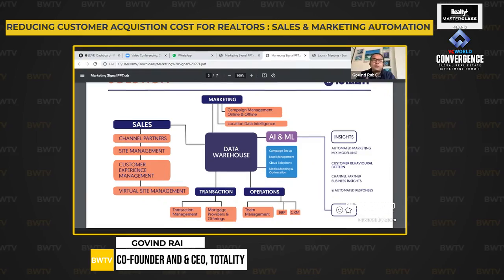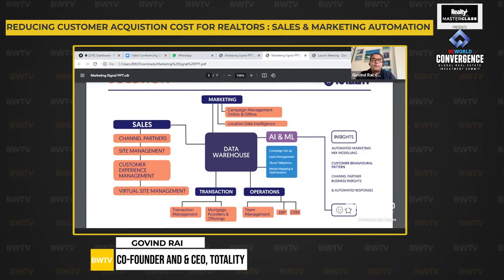The next thing, which is yet to take off very big in India, I believe is going to be huge. It's transaction management. A few startups, a few companies have made inroads and started.